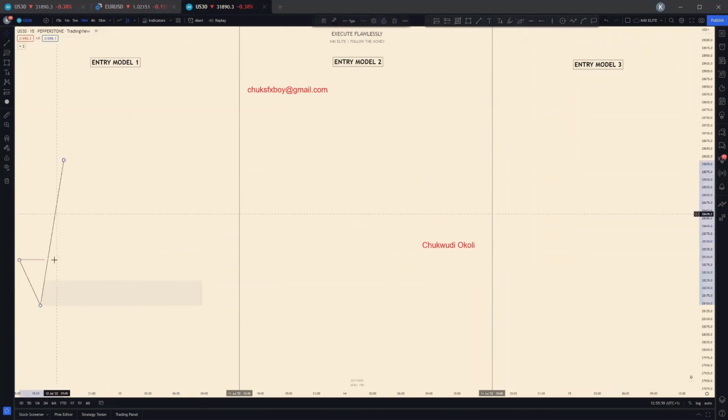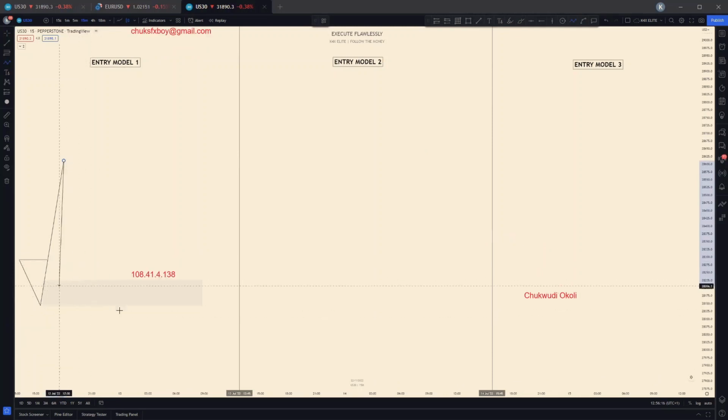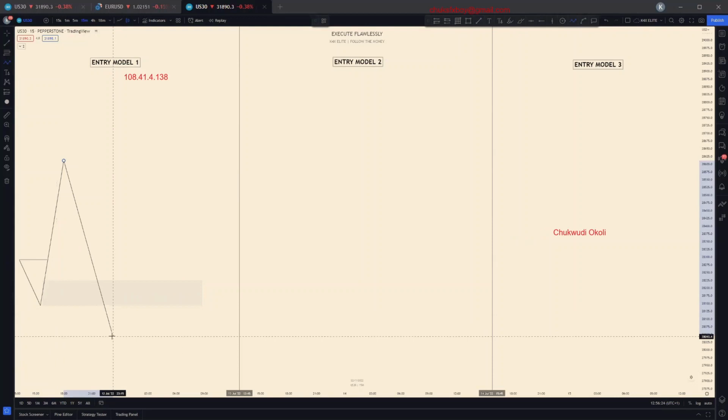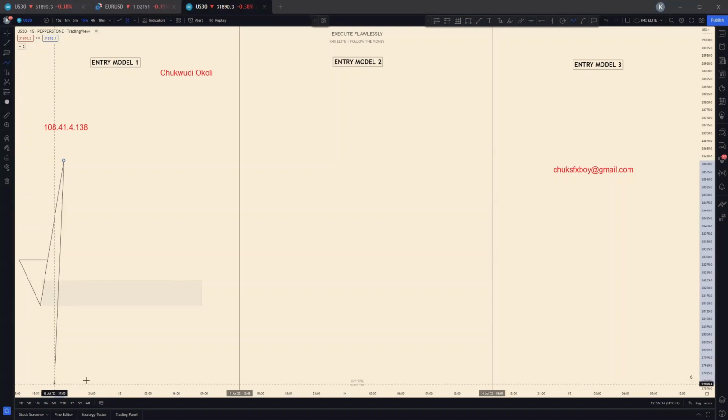And now this entry model 1, all it is simply is waiting patiently for price to come down into this 4-hour POI. So it has to mitigate this 4-hour POI, okay? It can't just be above it, it can't be past it. Once it's broken this zone, the zone is invalidated. Like your stop loss, if your stop loss was here and the price goes past the stop loss, what's going to happen? It's going to hit your stop loss. Same as this POI, this demand zone is fully invalidated if price goes past it. So when it's gone past, you just delete this zone, and then you work on the next POI, okay?